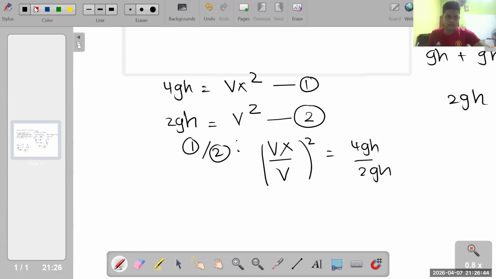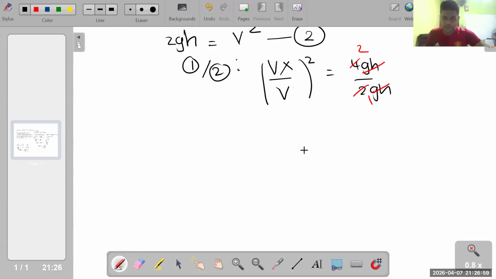Let's cancel off. gh is common, and 2 here, 4 there, are two twos. Now what I can do, I can bring this square to this side. If I move the square to the other side, it will be square root. So it will be looking like vx equals v square root 2. Now you have got an answer.